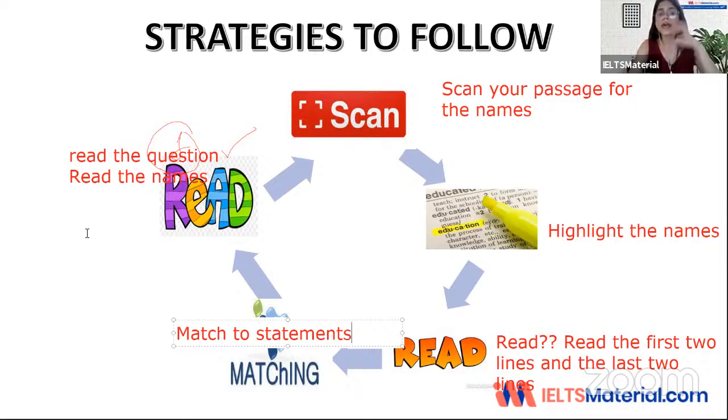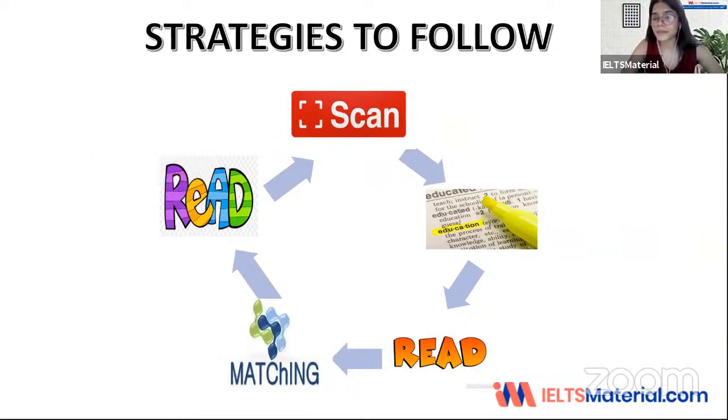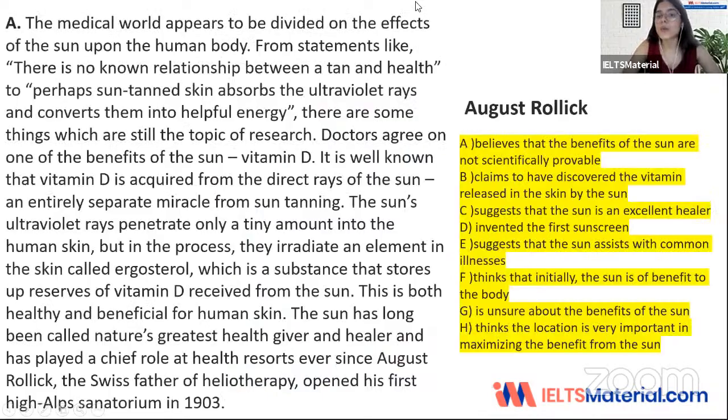Just to summarize: read the questions, read the names, scan the passage for the names that you have got, and highlight the names, preferably with different colored pens. Read the first two lines and the last two lines from where it is mentioned in the paragraph. The last thing is you match the ideologies that are written in the paragraph to those given in the question. So let's try and apply this strategy in a question.